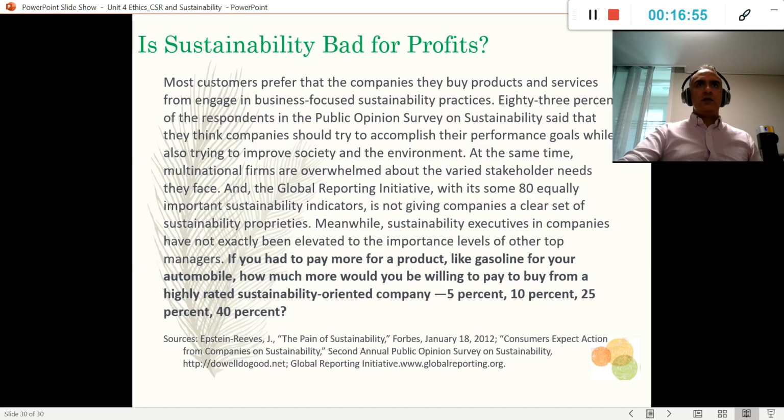Okay, very good. So here we have the question: is sustainability bad for profits? No, it's not. In previous research, it has been seen that companies that follow CSR start to have more consumers. Let's look, for example, at the case of TOMS. TOMS started to give away free shoes. In this case, it has worked very well because they made a lot of profits.